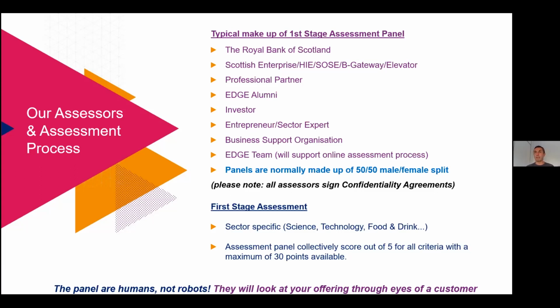And we manage that confidentiality process differently as we go through the competition, through the different stages and the methods we use for presenting to panels. Our first stage assessments are normally done on sector. So if you're a food and drink business or a science tech business, a technology business, a creative business or a social enterprise, we tend to gather those types of businesses together, and we then have a panel who have got some expertise in that sector.